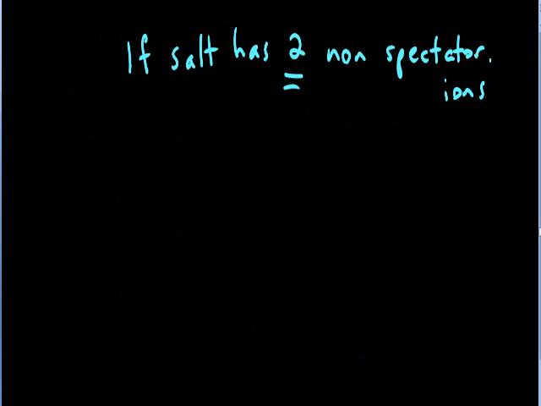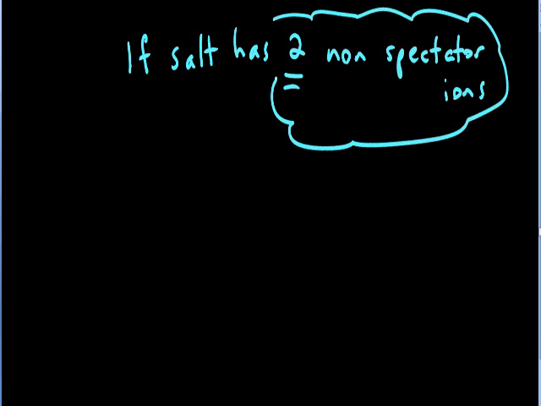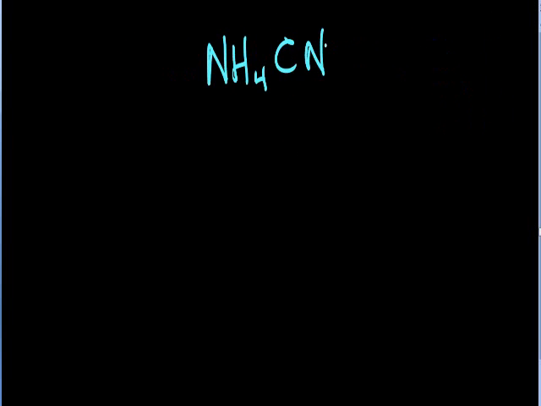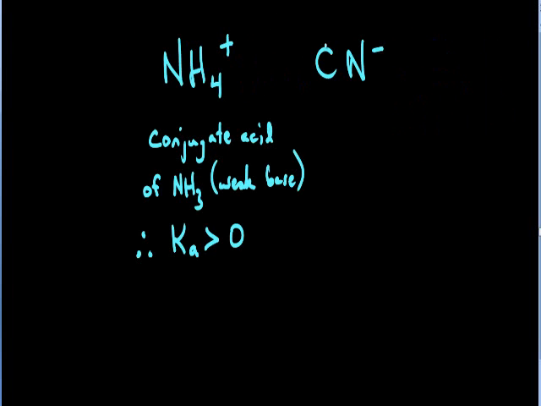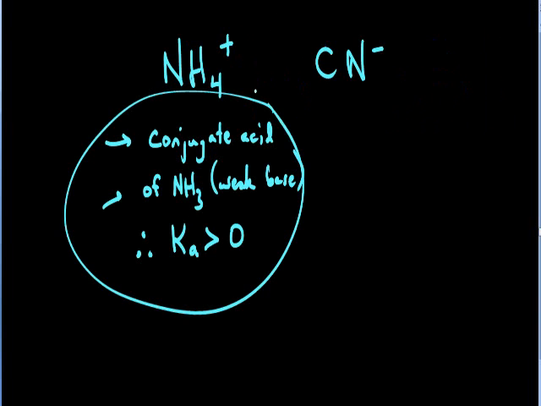The strategy of comparing Ka to Kb values in salts is mainly useful if we have a salt made where we have two non-spectator ions. An example would be ammonium cyanide. The ammonium ion is the conjugate acid of ammonia, which is a weak base. Therefore, ammonium has a Ka value that's greater than 0. This would be a non-spectator ion.